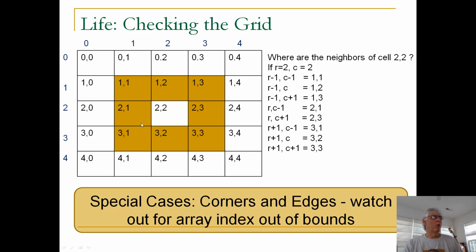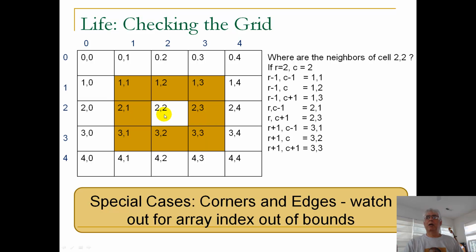So now I'm going to move down to row R. The one we just did, we checked the neighbors in row R minus 1. Now we're going to check the neighbors in row R. I'm going to check the cell in row R, column C minus 1. So that's this cell right here, row 2, column 1.